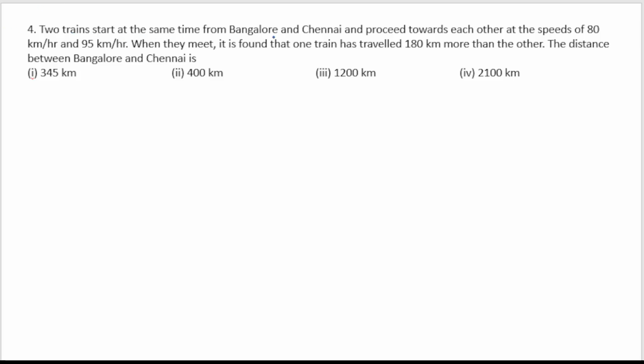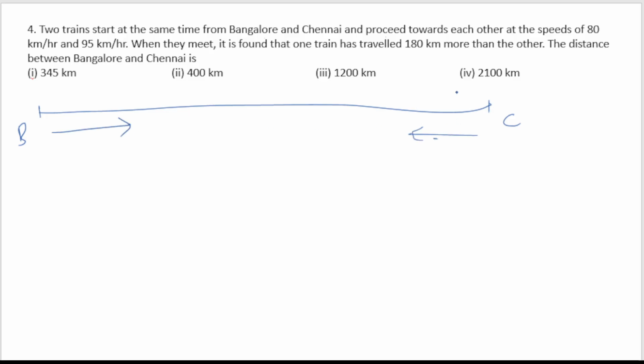Two trains start at the same time from Bangalore and Chennai and proceed towards each other at the speeds of 80 kilometers per hour and 95 kilometers per hour. So here two trains start at the same time from Bangalore and Chennai. See, they are moving in opposite directions, proceeding towards each other. When they meet, it is found that one train has traveled 180 kilometers more than the other. The distance between Bangalore and Chennai is what?